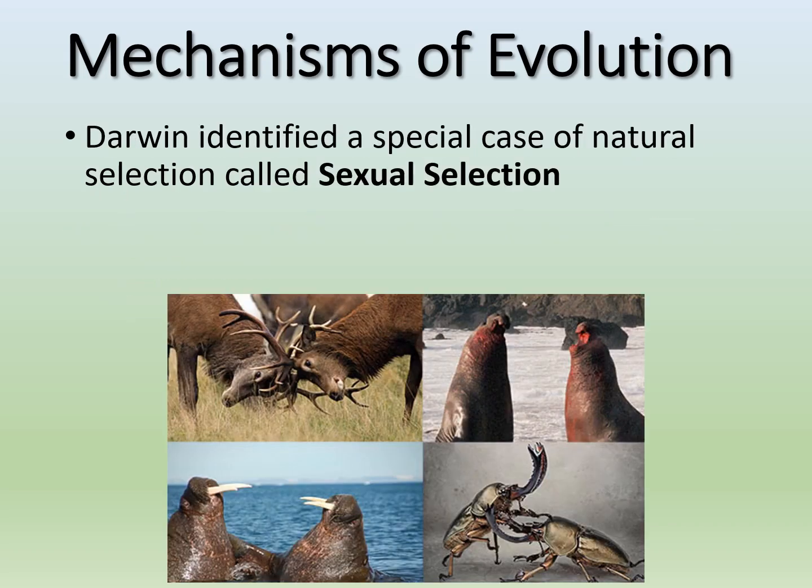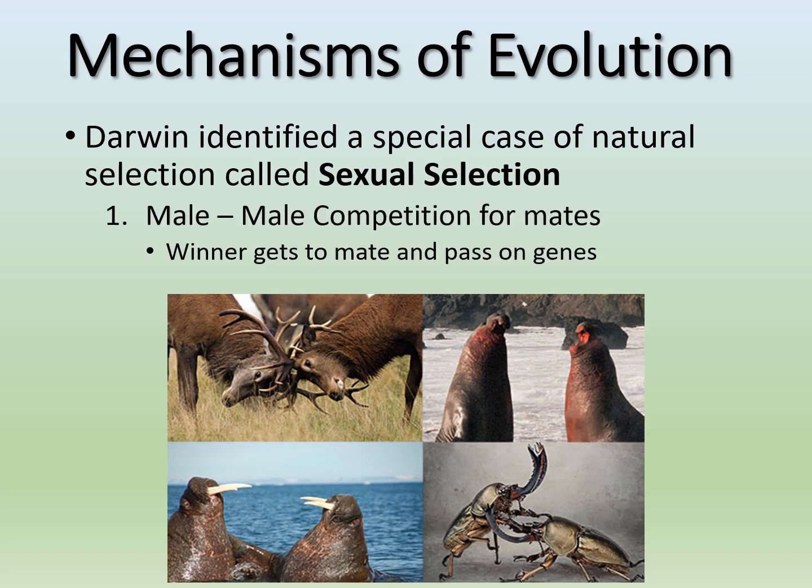So Darwin also identified a special case of natural selection called sexual selection. This is happening just within a species. We have two different forms of sexual selection. The first has to do with the males: male-male competition for mates. We see this happen a lot in nature. You see males within a species competing against each other for mates.